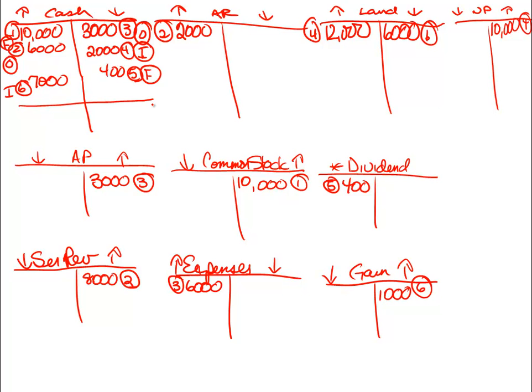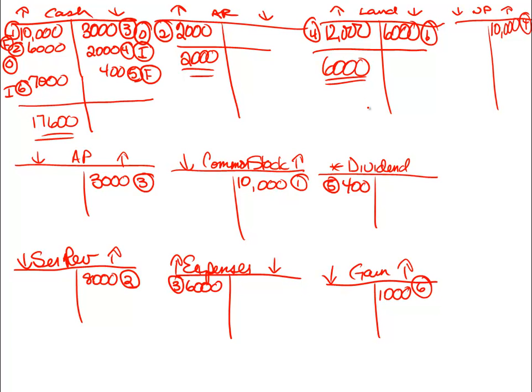So if I get a pen, I can total up the debit side of my cash and the credit side of my cash, and I find that my cash balance is $17,600. And it's a debit balance because the debit side has more numbers than the credit side. Accounts receivable has a $2,000 debit. Land has a debit of $12,000 and a credit of $6,000, so it nets to a debit of $6,000.